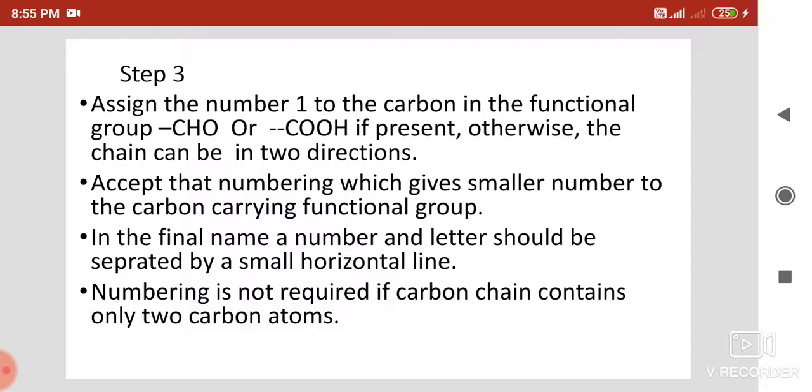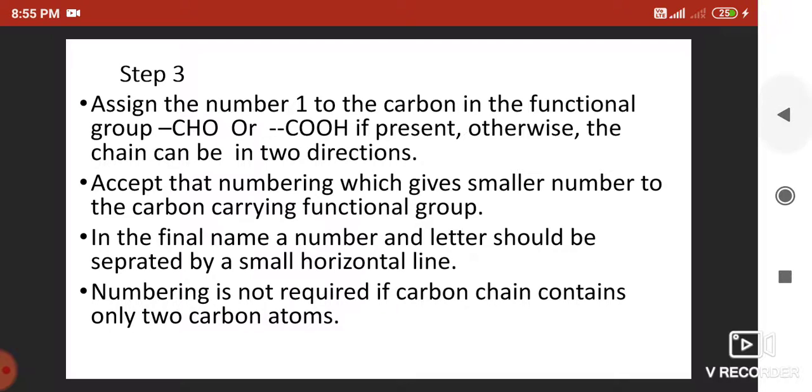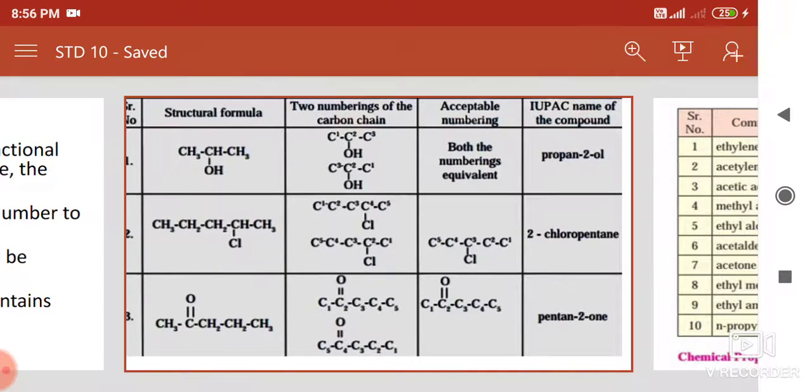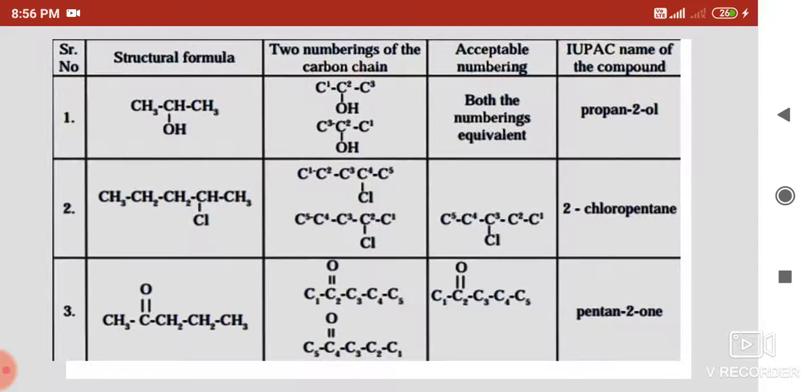So for that you have to see page number 122 and table number 9.20, that is step 3, IUPAC nomenclature. There you can see that the first compound is CH3CHOHCH3. This OH is attached to the second carbon. So while numbering, as given in the second column, we have to number 1, 2, 3 or 1, 2, 3. Either from the right side or from the left side you can give the number, and you get the second number attached to the OH.